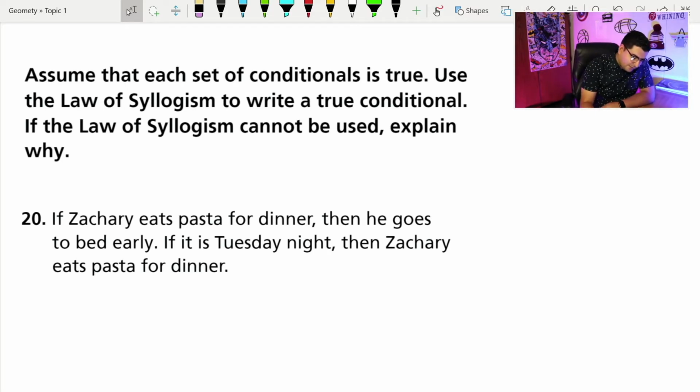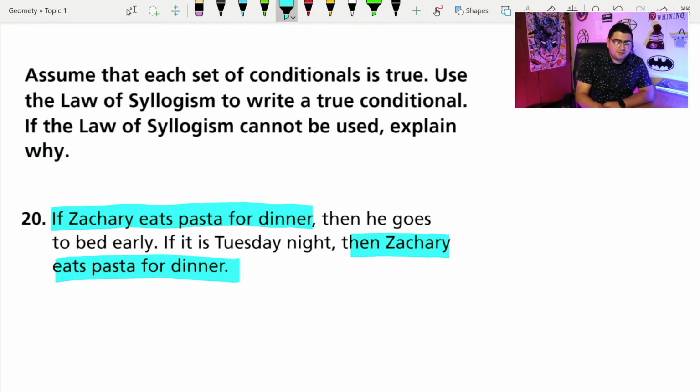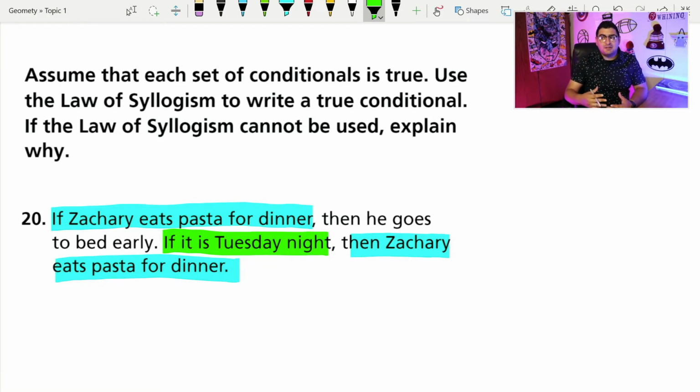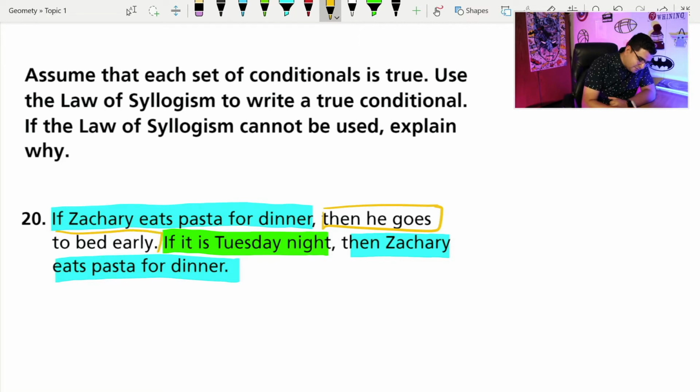Let's find out. So I see here, I have if Zachary eats pasta for dinner. This statement is the conclusion to this statement. So if it is Tuesday night, then Zachary eats pasta for dinner. If Zachary eats pasta for dinner, then he goes to bed early. If I rearrange the order of these statements, you can see that I can directly connect and assume that if it is Tuesday night, then I know that Zachary is going to bed early. So that's the new statement that I can write based off of the law of syllogism.